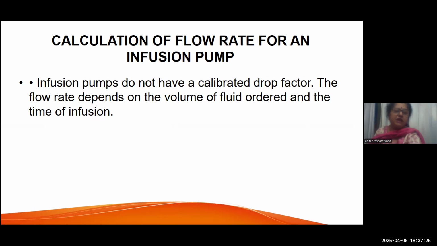Now, next is the last part of it, which is how to calculate through the infusion pump. Infusion pumps do not have a calibrated drop factor. So the flow rate depends upon how much volume is ordered and the time of infusion which is required.